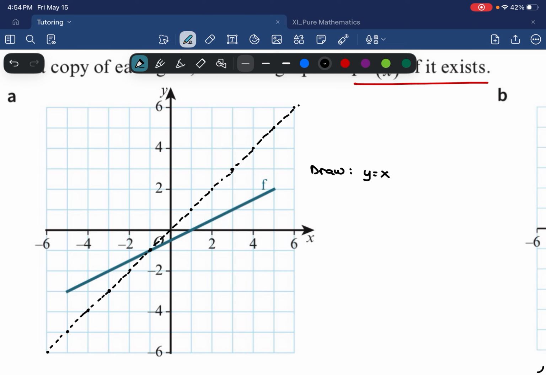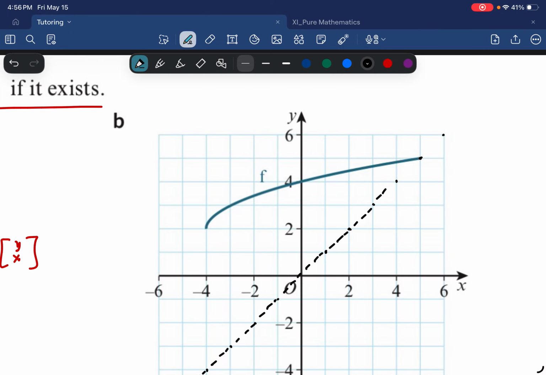All right. For B, we use the same method. Now you can draw y is equal to x. Flip over some points. All right, so now let's just flip.